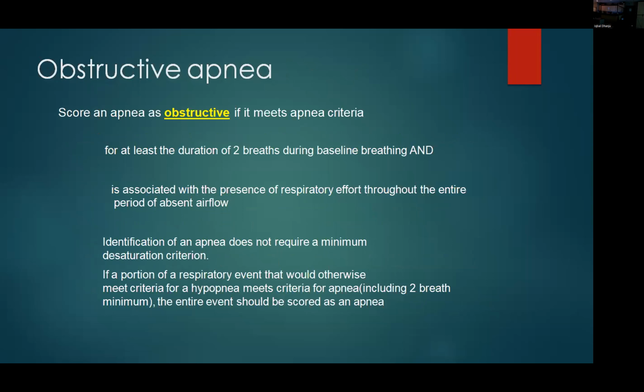Obstructive apnea. Score an obstructive apnea if it meets apnea criteria for at least the duration of 2 missed breaths and is associated with presence of respiratory effort throughout the entire period of absent airflow. Identification of an apnea does not require a minimum desaturation criteria. And if a portion of a respiratory event that would otherwise meet criteria for hypopnea meets criteria for apnea, including 2 breaths minimum, the entire event should be scored as an apnea.